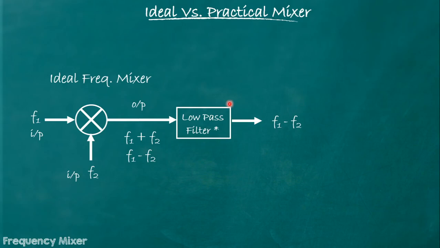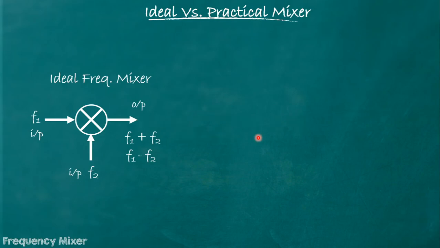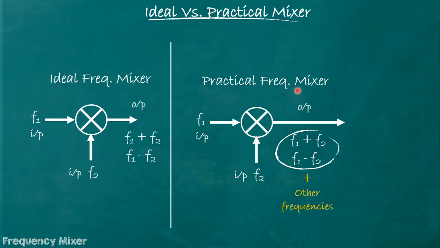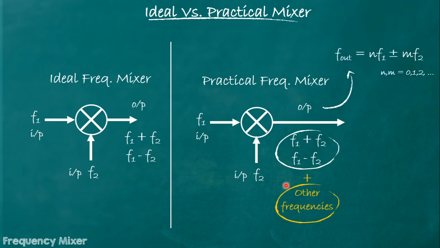So here we have to use a proper filter at the output of the mixer so that we can get a particular frequency in the output. Now, compared to an ideal frequency mixer, a practical frequency mixer does produce other frequencies also, which is not like the case of an ideal mixer. An ideal mixer generates only f1 plus f2 and f1 minus f2, but practical mixers do produce other frequency terms, and these terms are defined by this equation. So in the output you will get the frequency which is derived by this formula.